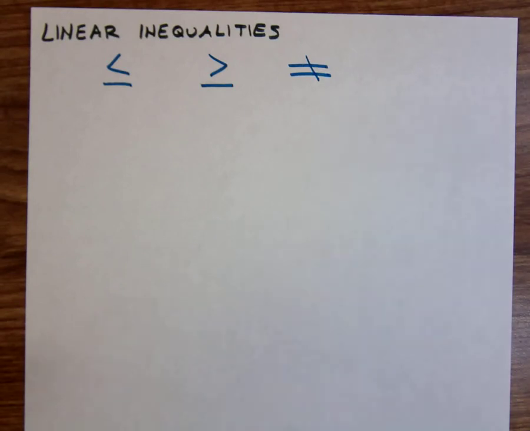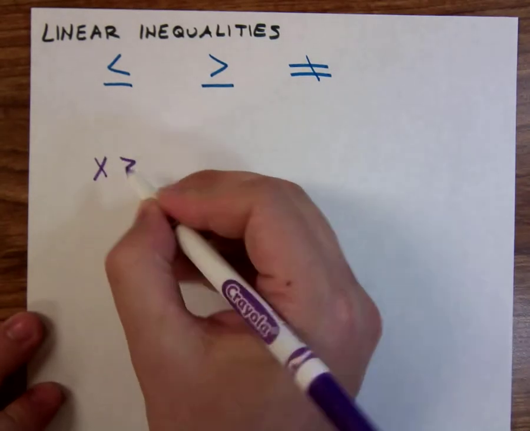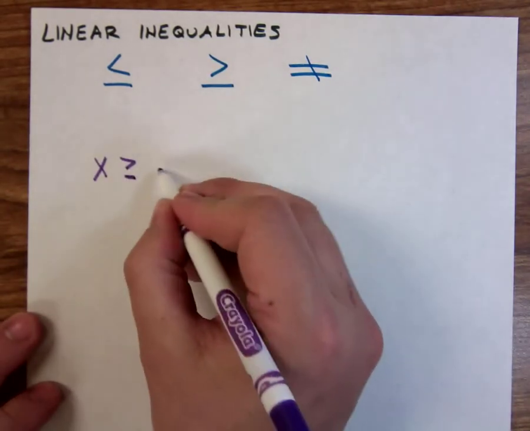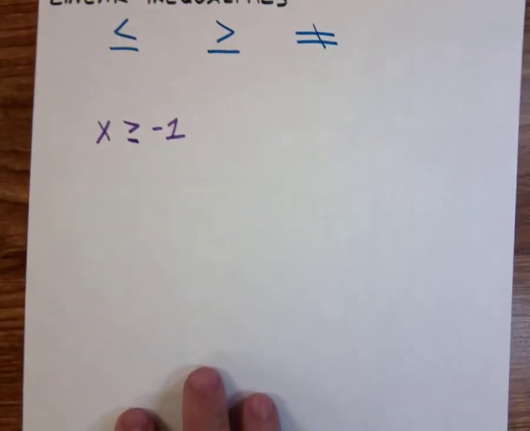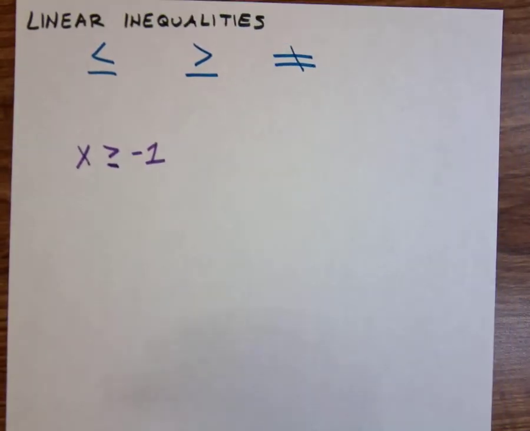So let's start off with this one. X is greater than or equal to -1. There are two ways that you can write the solution to this, and I'm going to show you both of them. But before we write the solution at all, let's talk about what this is actually asking us to find.